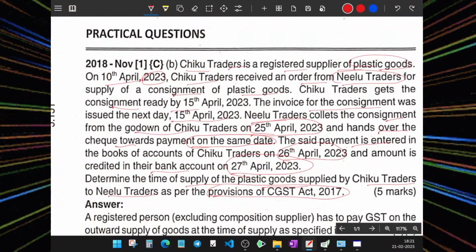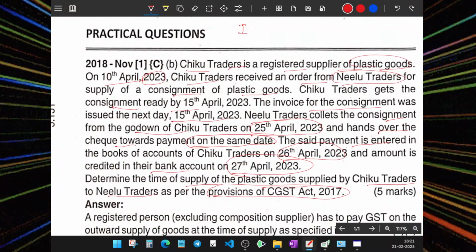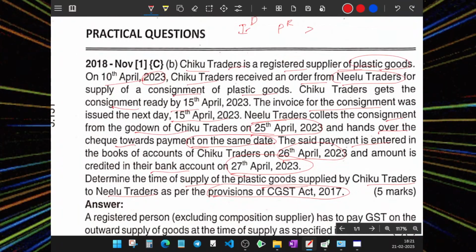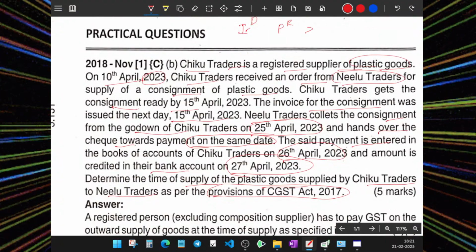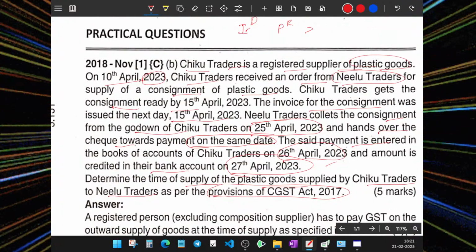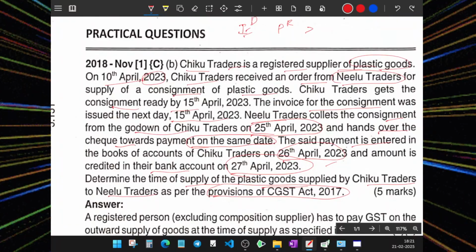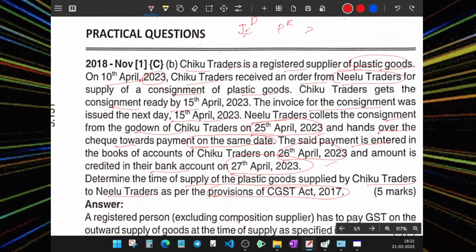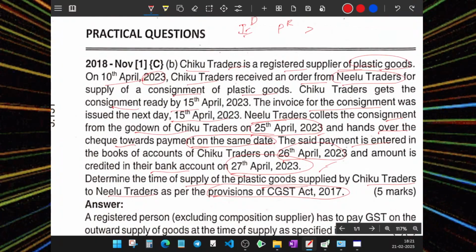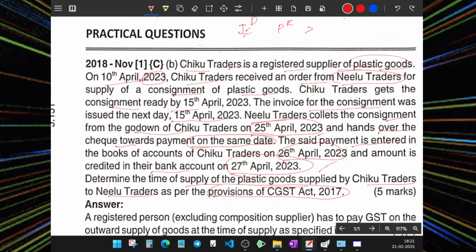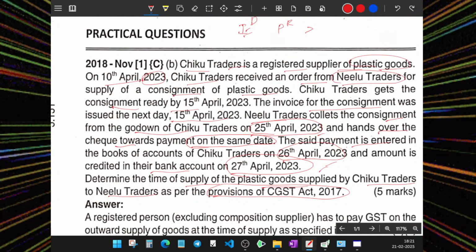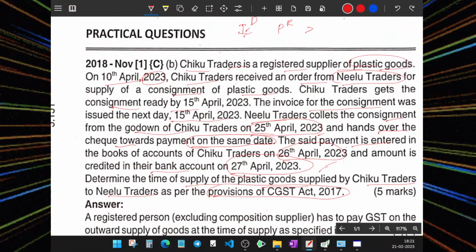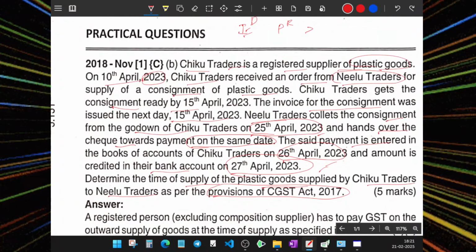So what date do we take? Invoice date or payment date, whichever is earlier. Payment was received on the 25th, books of account on the 26th, but the act was done on the 25th. Risk is transferred on the 25th, so the supply was completed on the 25th April, but the amount was received on 27th April.